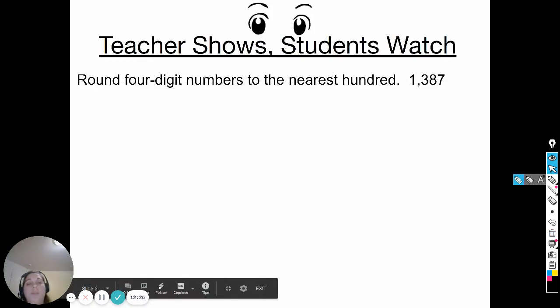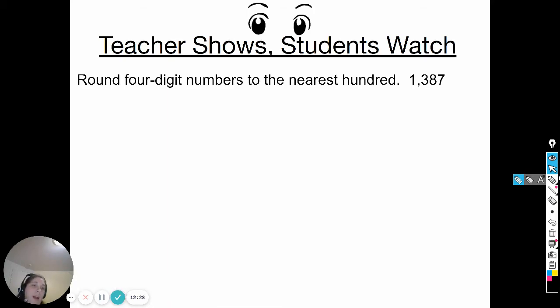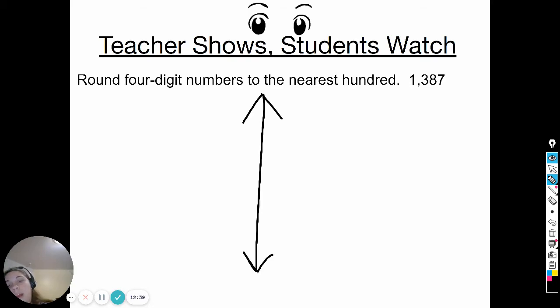All right, go ahead and put those whiteboards down again. I'm going to show you another example. This time we have a 4-digit number, but we're still rounding to the nearest 100. So I'm still going to start by doing my vertical number line. Make sure you're watching this one, and then the next one we'll do together. I need a bottom number, a top number, and a halfway point.